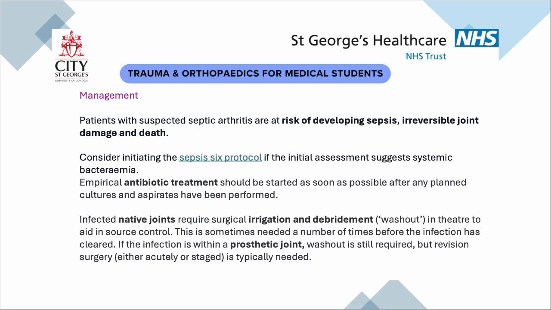So the treatment is pretty simple. If they are septic, then you start the Sepsis Six and treat them for sepsis. Ideally, if you can get any culture off beforehand, that's very beneficial. If it's a native joint, then you need to reduce the bacterial load quickly. So that's taking them to theatre and washing the joint out. And this is typically arthroscopic. It may take several attempts, so they often go back to theatre 2 or 3 times to keep irrigating and shaving any rubbish out of the joint to reduce the bacterial load and protect the joint.